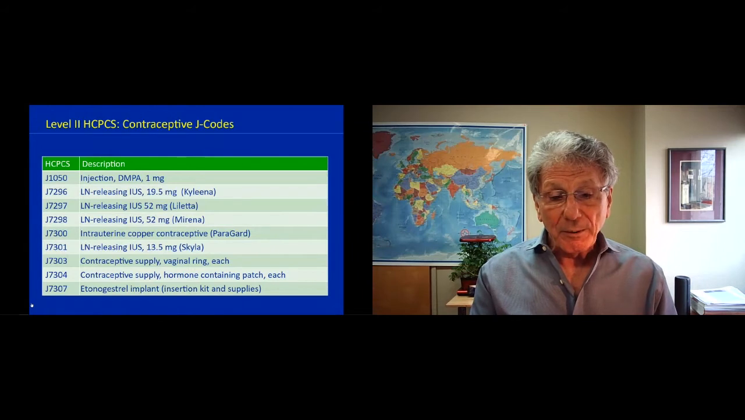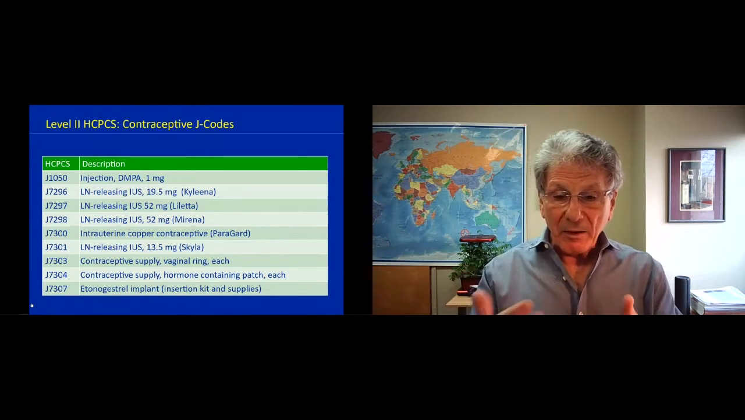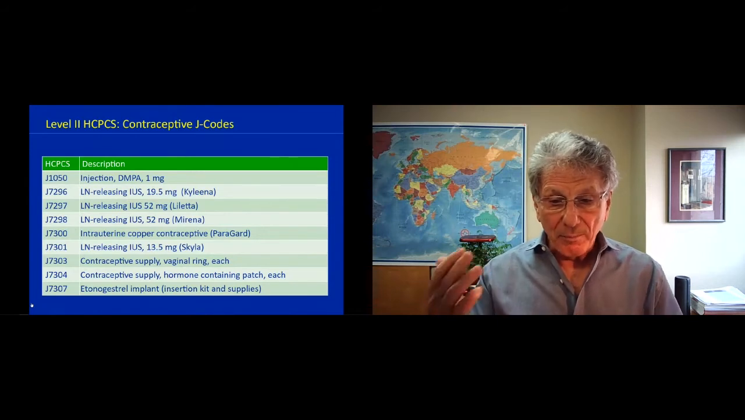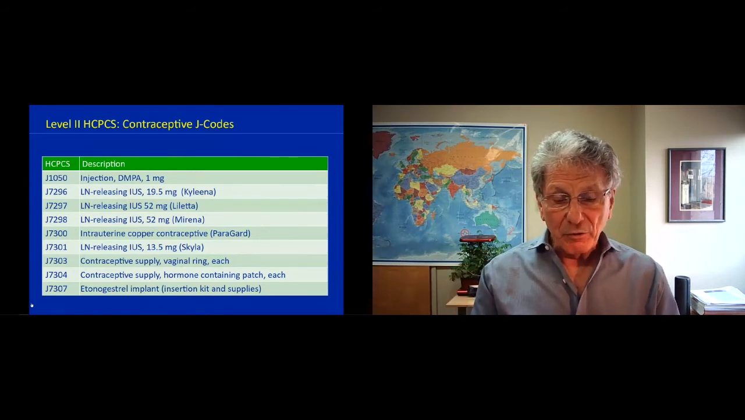And then if your clinic supplies other kinds of contraceptives, you can hand patients vaginal rings or a patch, like a Xulane patch. Then they have their own unique HCPCS codes as well. And then the one at the very bottom is for the insertion kit and supplies of doing an Essure placement.